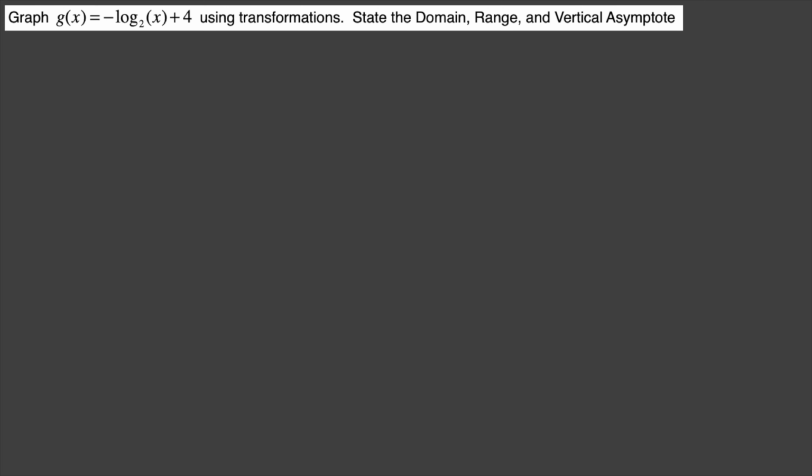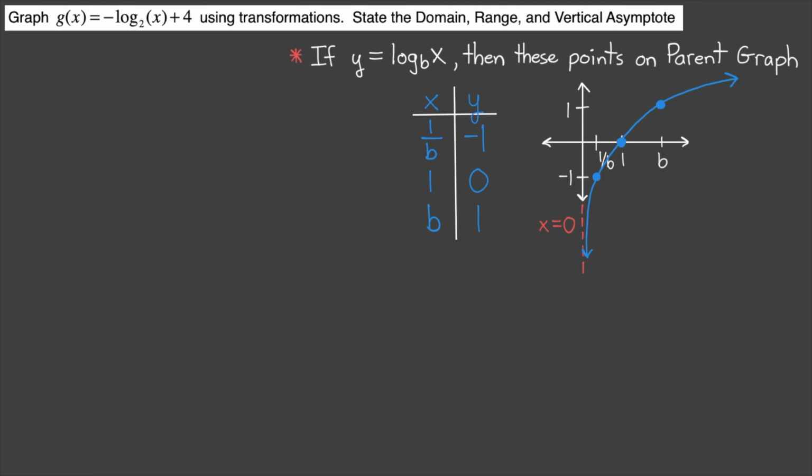So let's take a look at the parent graph of a log function and find the three main points on a log graph. So this is for log base b of x, where b is the base. So the three main points are 1 over b, comma, negative 1, 1, 0, and b, 1. And here is a graph of what a log graph looks like. Notice there's a vertical asymptote at x equals 0 here. So the graph here approaches 0 forever and ever down, but never touches the vertical asymptote. And then it goes up and to the right here forever and ever and ever. All right, so there is our log graph.